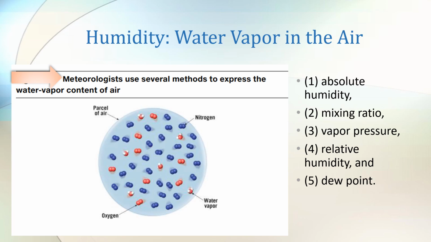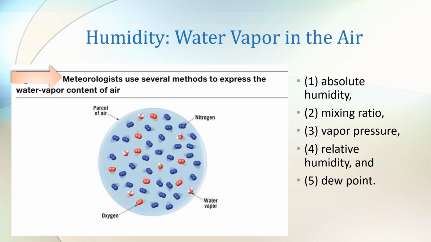First is the absolute humidity. Next is the mixing ratio. Third, we have vapor pressure. And then we also have relative humidity. And lastly, we have the dew point. So we're going to tackle these one by one.